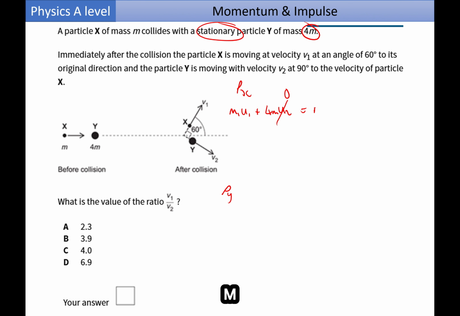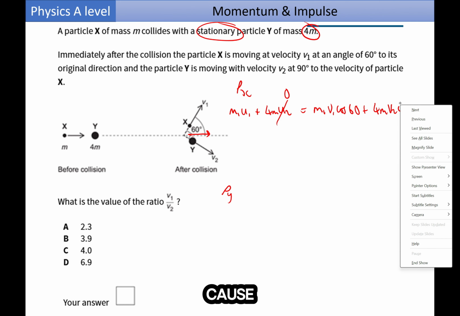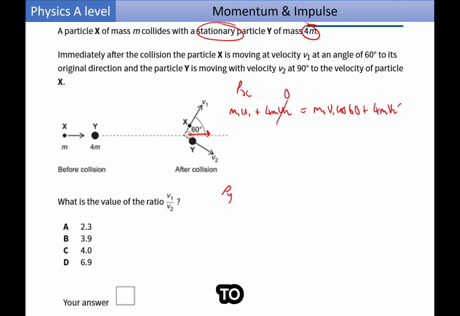So that looks like m1, this time will be the x component to the 60 degrees. If it goes through the angle, it's cos, so that's m1 v1 cos 60 plus m2, which is 4m v2 cos, well, if it's 90 degrees to v1 and v2 and 60 degrees is above, that'll be 30 degrees below, so that'll be cos 30. We've got too many unknowns to solve for anything here, and therefore I'm going to try and do the momentum in the y direction. So let's see if that helps me there.